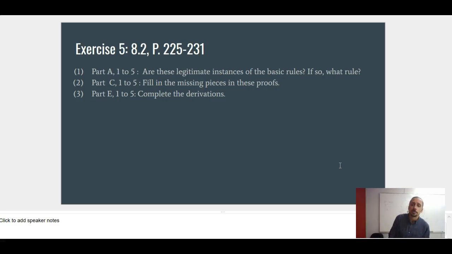So what you should do now is go to chapter 8.2 in For All X, the Lorain County remix. I'm not sure the pagination might be right. I think it changed in the last version. So go look at parts A, C, and E and complete the derivations, fill in the missing parts of the proof until you've really mastered the introduction and elimination rules that we have so far.